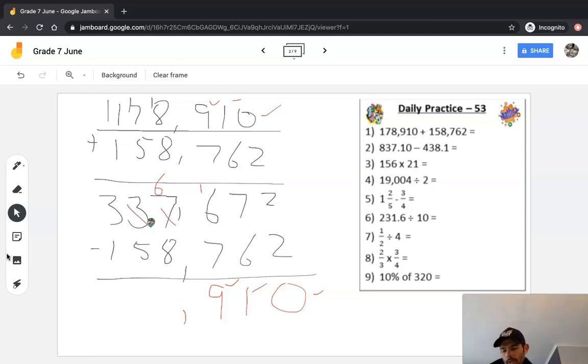I can't do 6 minus 8, so I must go 16 minus 8 is 8. And you can see the 8s are the same. I need to borrow again. So 12 minus 5 is 7. And you can see the 7s are the same. And then 2 minus 1 is 1. And you can see the 1s are the same.